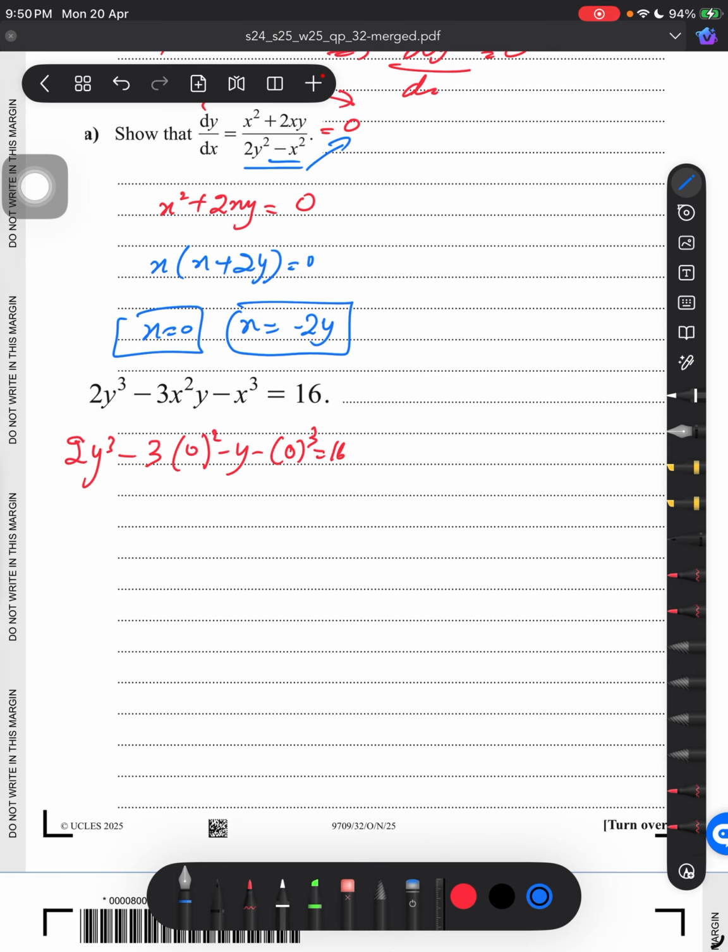So we just got 2y cubed. It was just being multiplied by 0 and 16. So y cubed seems to be 8, and the cube root of y will be just 2. So y is 2.